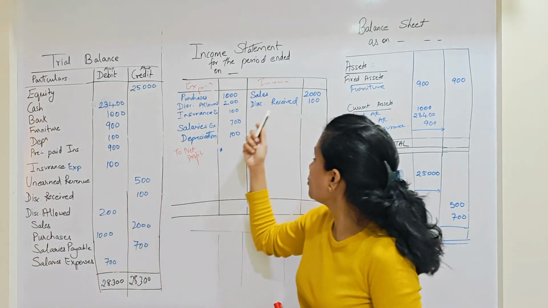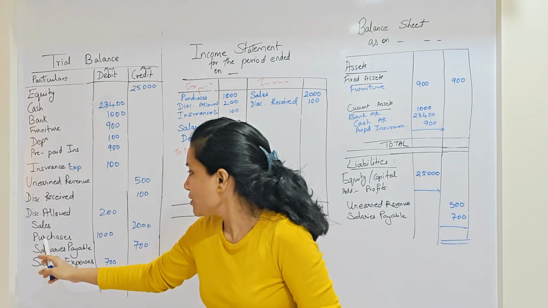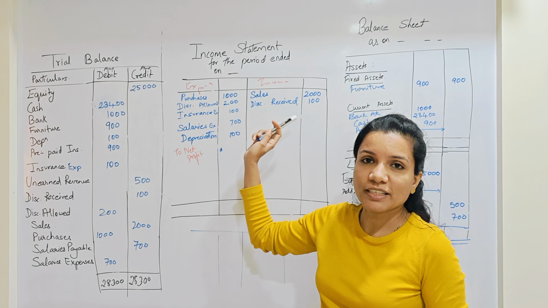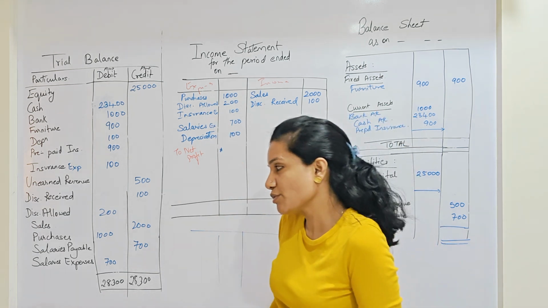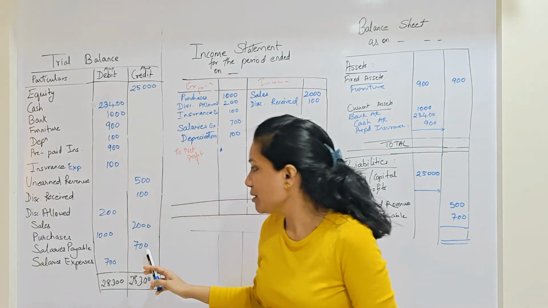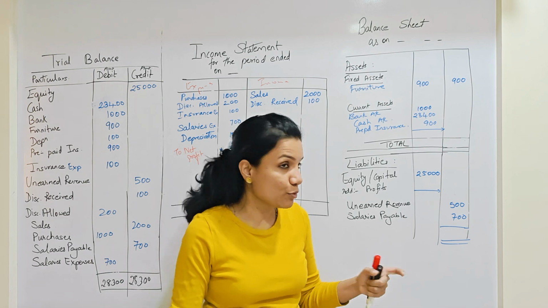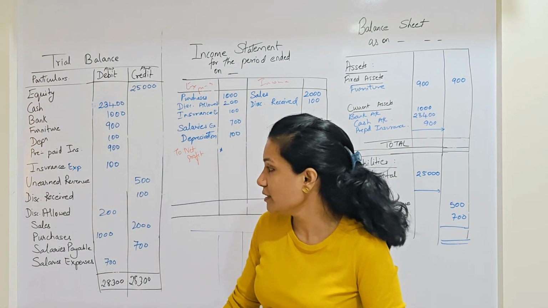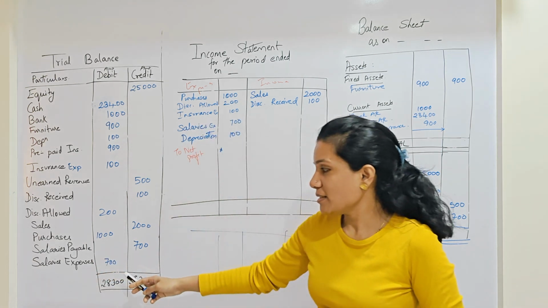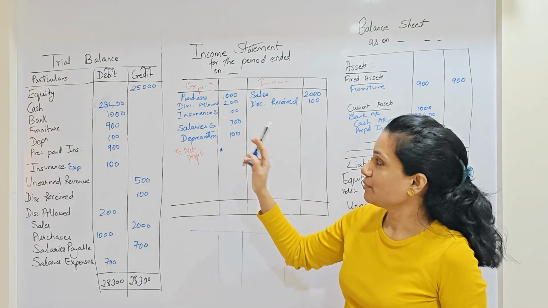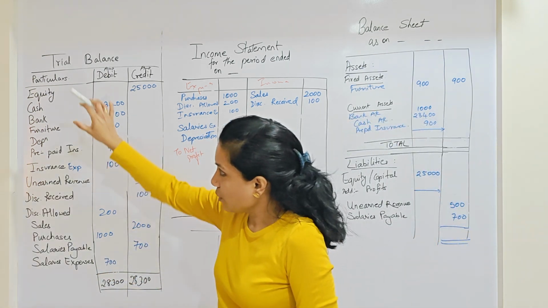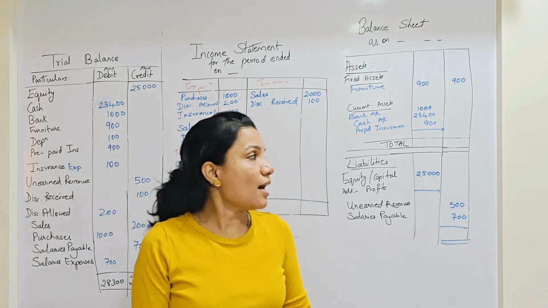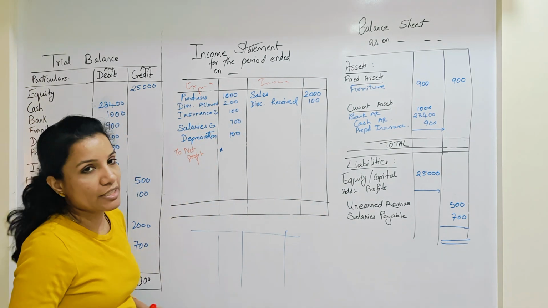Next, sales 2000, purchases 1000. So as I said, we can either deduct the discounts if we want. And salaries payable is a liability. We still have to pay the salary. We haven't paid our employees. So salaries payable liability 700. Salaries is an expense. Salary expenses 700. We've recorded it. So now all the items of the trial balance are recorded in the income statement.